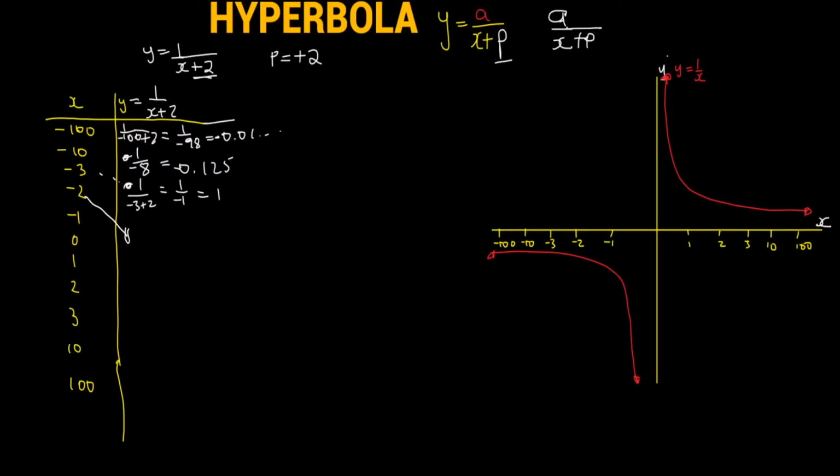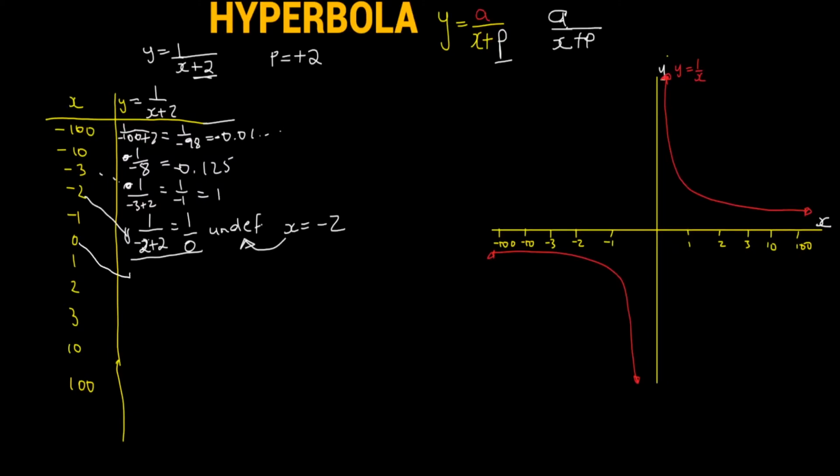I want you to note what happens when x is negative 2. So we're going to have y is equal to 1 over x, which is minus 2 in this case, plus 2. And we have 1 over 0. So this is undefined. So when the value of x is equal to minus 2, we are undefined. So that's what I want you to note already.